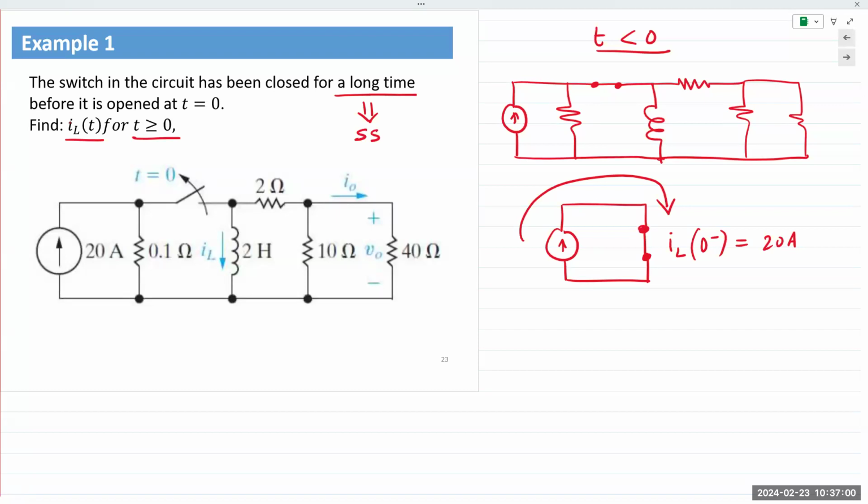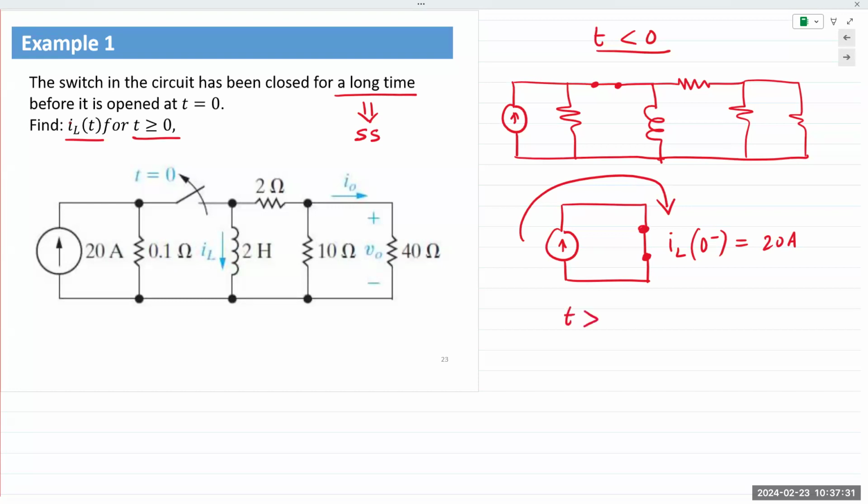So we are not being asked to analyze prior to time t equal to 0. It's only after time t equal to 0. Does that answer your question? Okay. All right. So prior to time t less than 0, the inductor behaves like a short circuit. All of the current goes to the inductor. So IL at 0 minus is 20 amps.